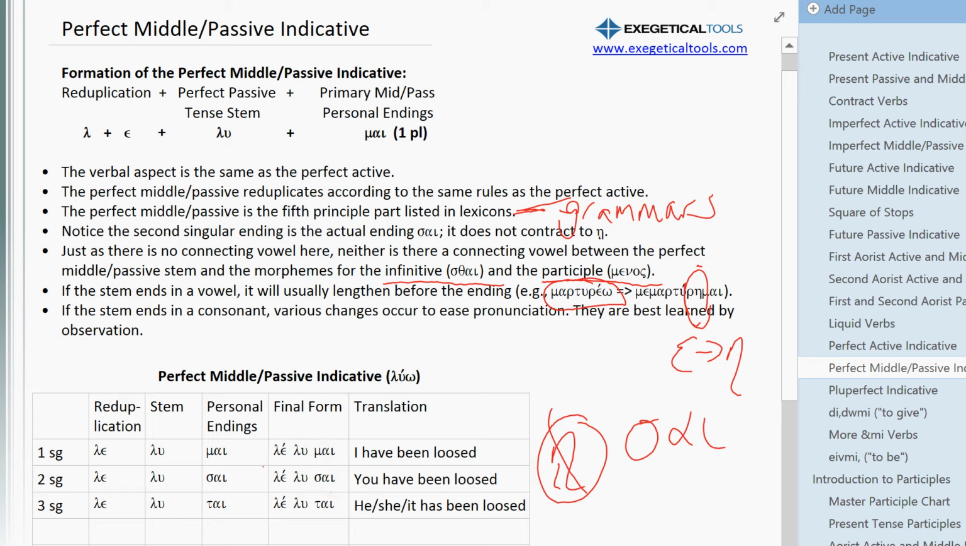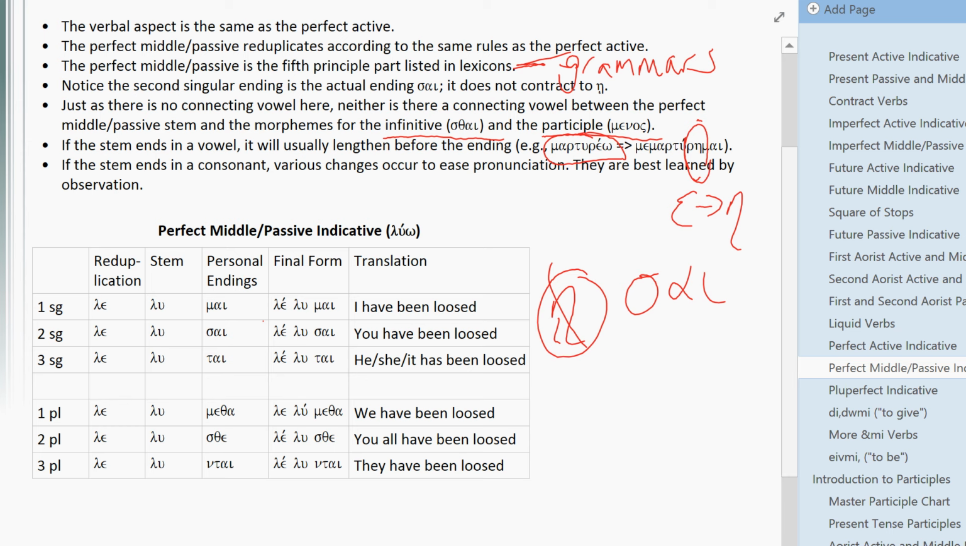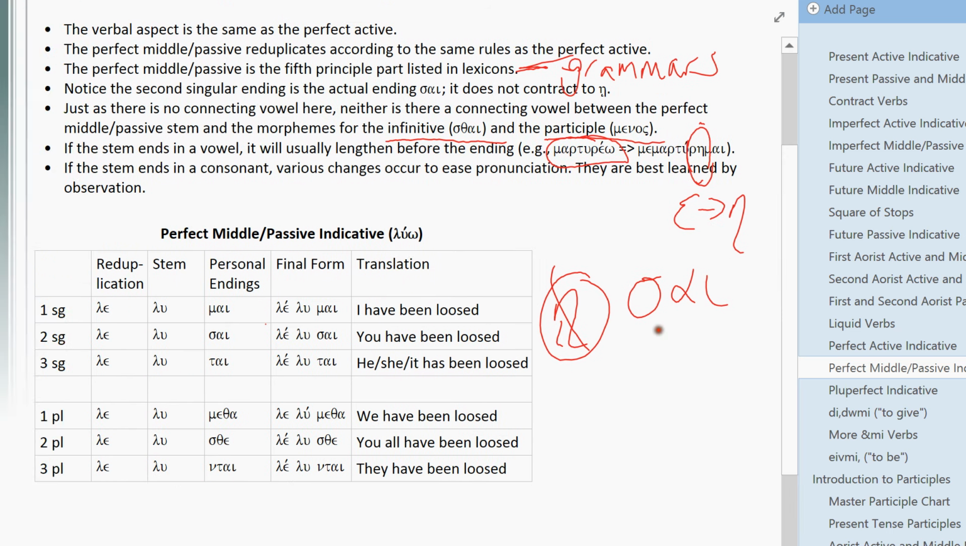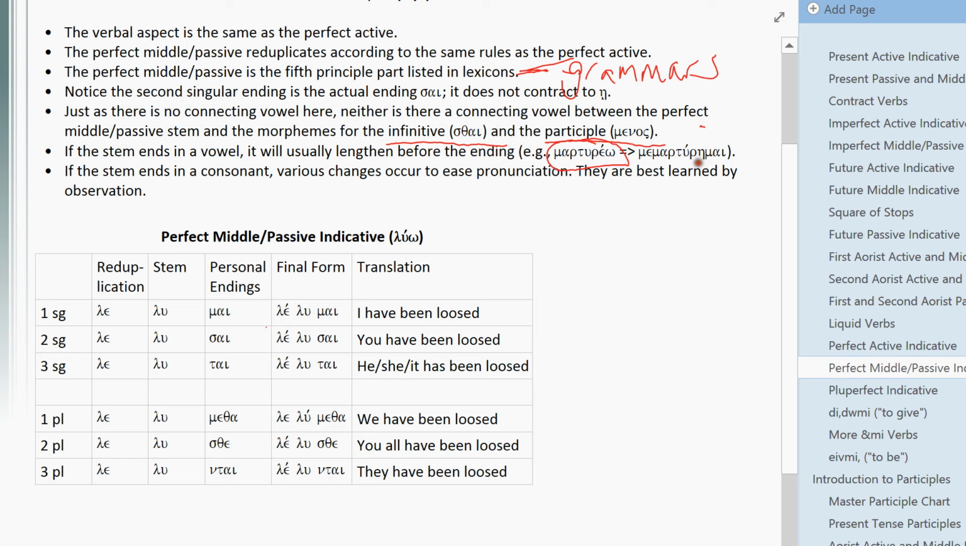Now let's look at the paradigm together. This is the full paradigm, and remember, these are the middle and the passive forms. Notice that you don't have the kappa or anything like that from the active.